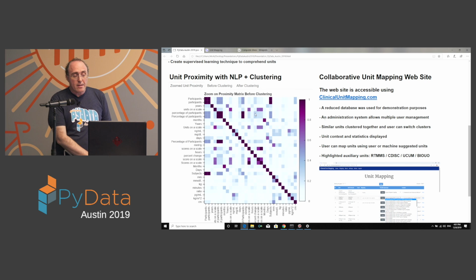The first thing I did is I took the units themselves, and for example, the unit participants with a big P and participants with a small p. This is a common thing that happens a lot. People just misspell different caps. You can see that, according to lexical proximity, they are very close to each other. It's a proximity of 1. However, participants and years, well, they are not the same, proximity of 0.